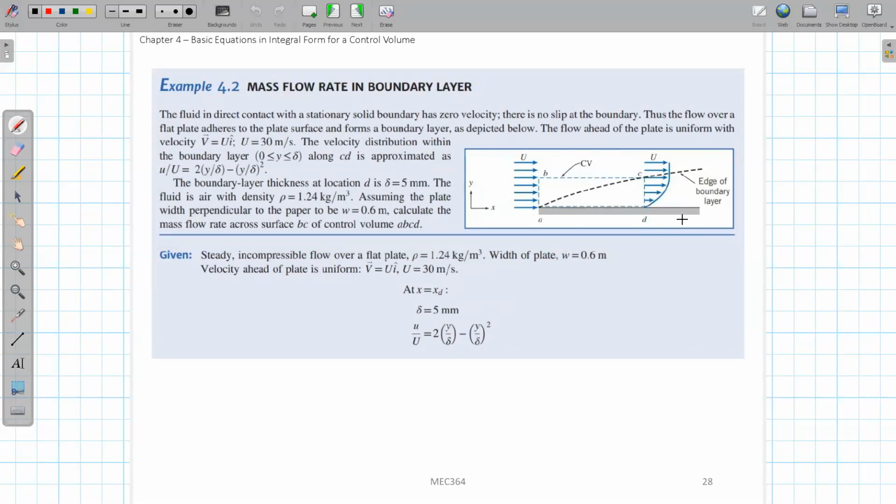Okay, so for this one, this is the flow you see in the picture. This is a viscous flow, which means that the viscosity of the fluid is considered, and that is why this problem is called the flow over a flat plate. Basically, we will revisit this problem when we talk about viscous flow later on in the future chapters.